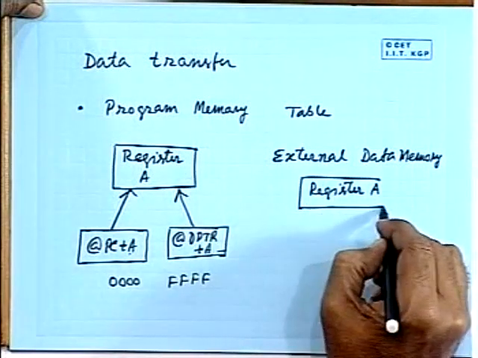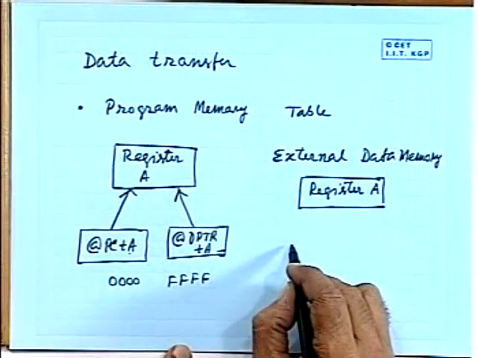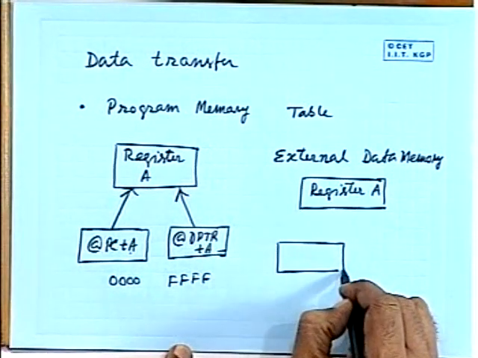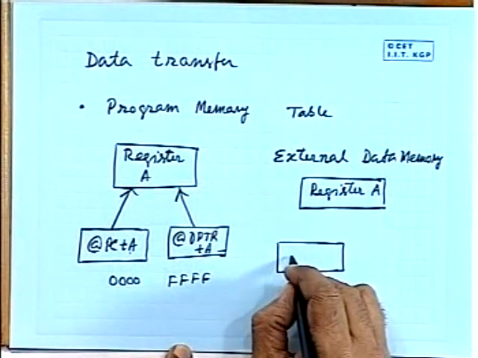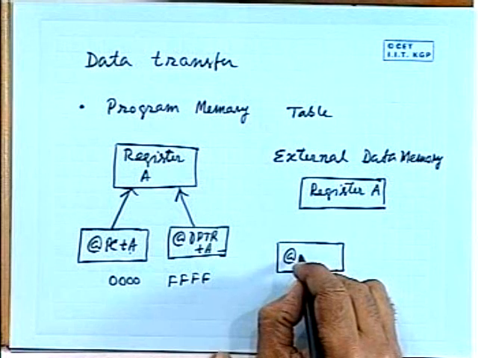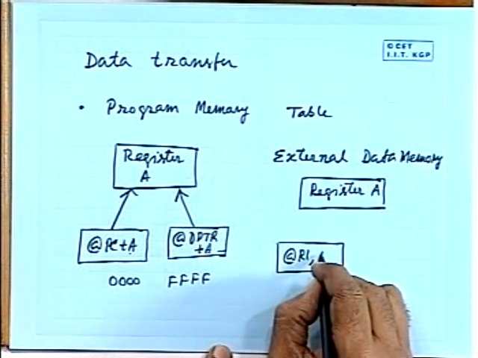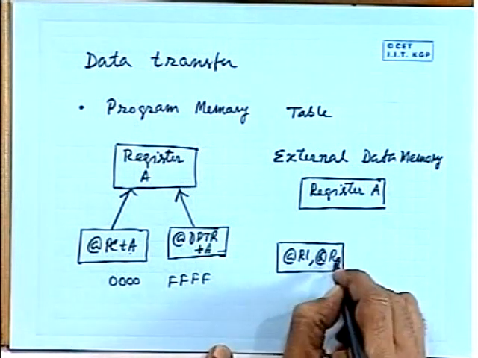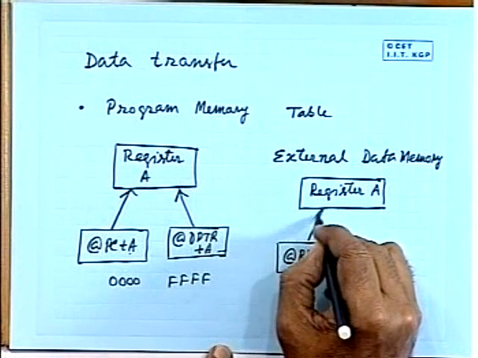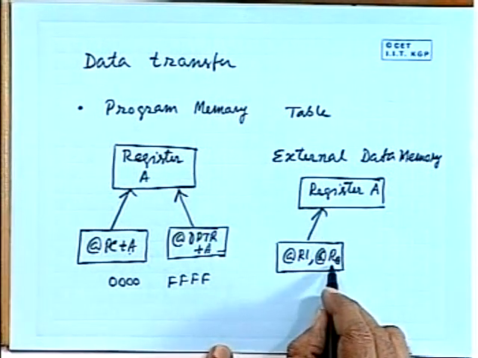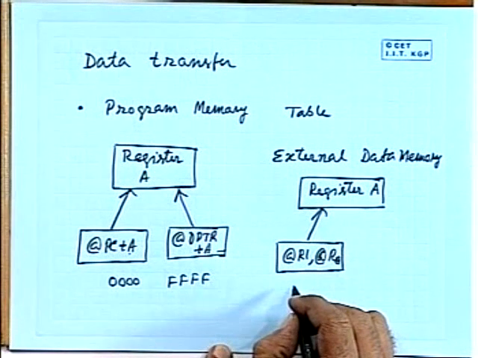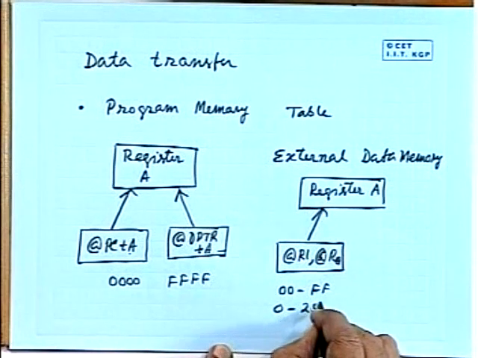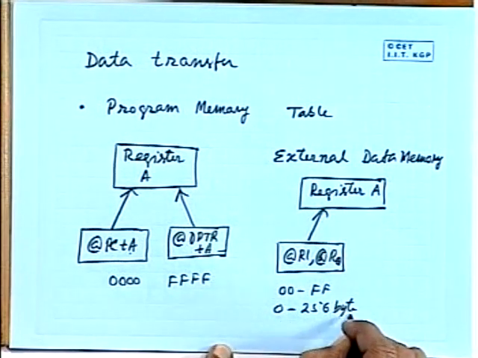in the same manner, and you can use two addressing modes. One is your register indirect addressing mode. I mean, both are register indirect, and whenever you are using R0 and R1 for indirect addressing, obviously your memory is restricted to 00 to FF. That means 256 bytes within that external memory.